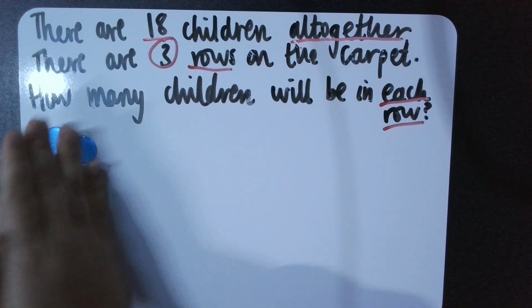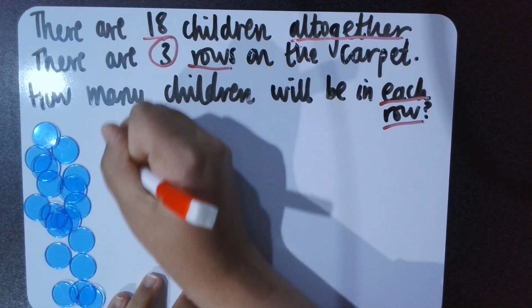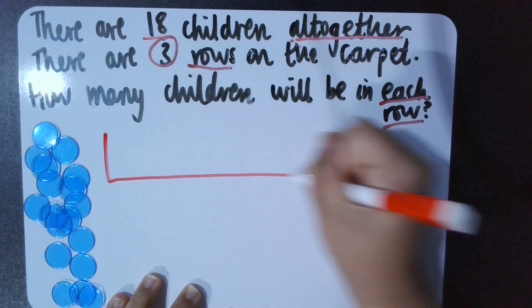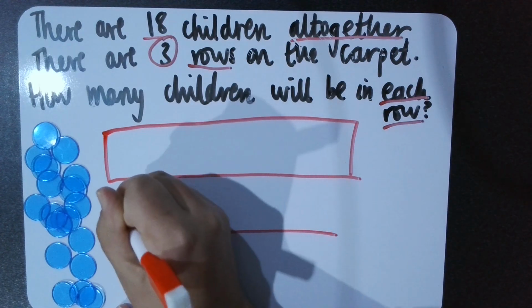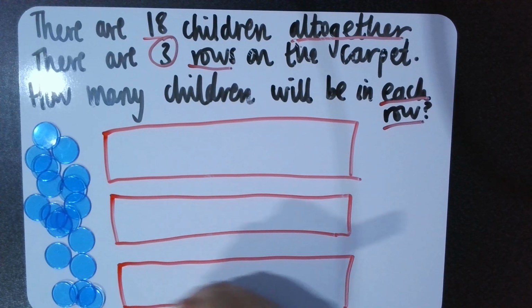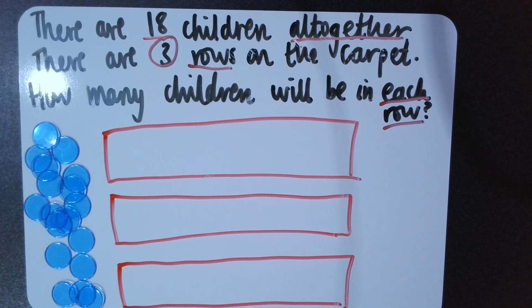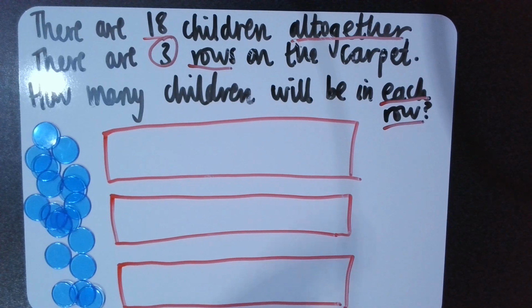I'm going to move my counters to the side. And the way I'm going to do that is I'm actually going to draw out my 3 rows or my 3 groups. So I've got 1, 2, and 3. I've drawn out my 3 rows. Now I need to share out these 18 counters equally. The way I'm going to do that is I'm going to go one by one into each group. I need to do it that way, otherwise the groups may not be equal.